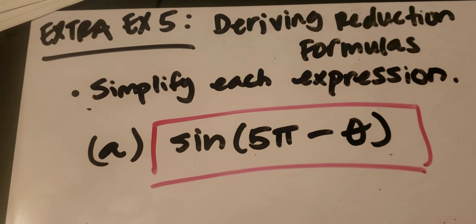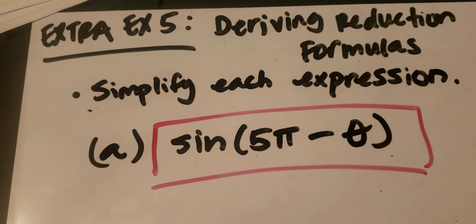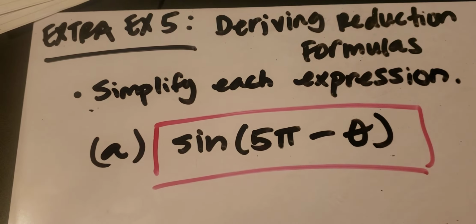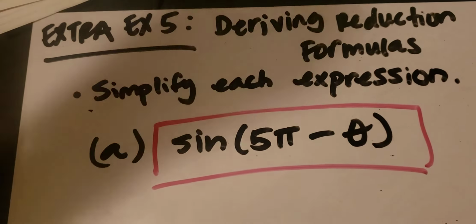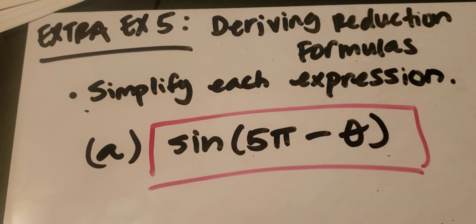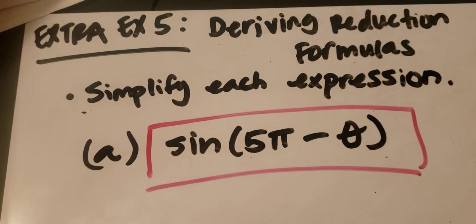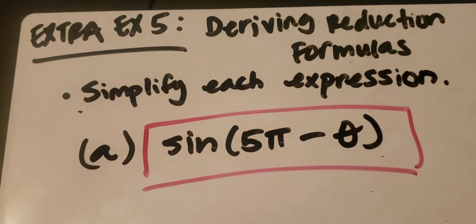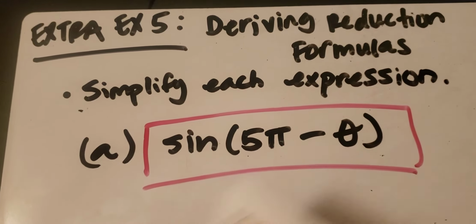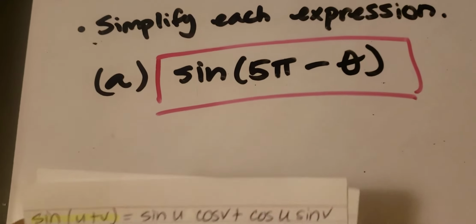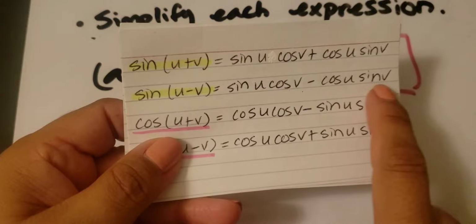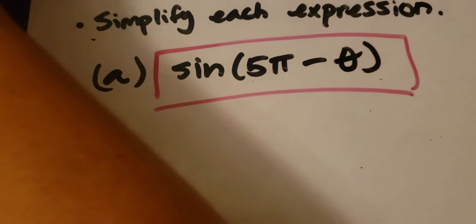Now we're moving on to example 5. Example 5 says deriving reduction formula. We're just going to simplify each expression. The first one we're going to work with is sine of 5 pi minus theta. We're working with sine and we're working with the difference, so again, have your index card nearby. We're going to be working with this one. Here we go.